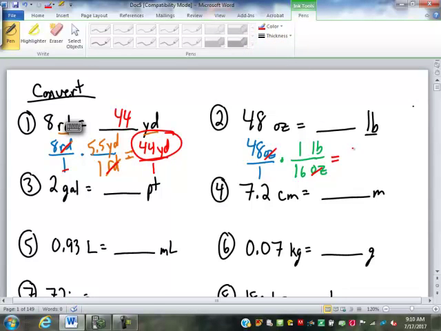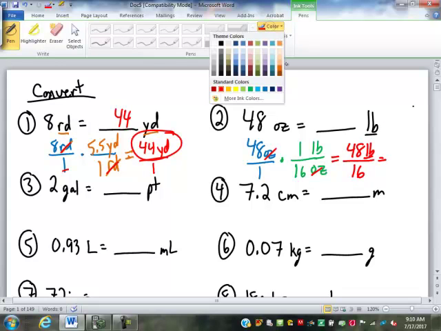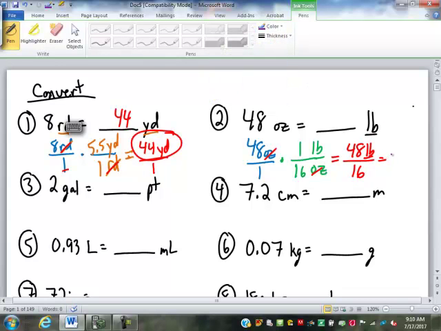We have 48 times 1 pound is 48 pounds. We have 1 times 16 is 16. 48 pounds divided by 16 is 3 pounds. So 48 ounces is 3 pounds. Not so bad.